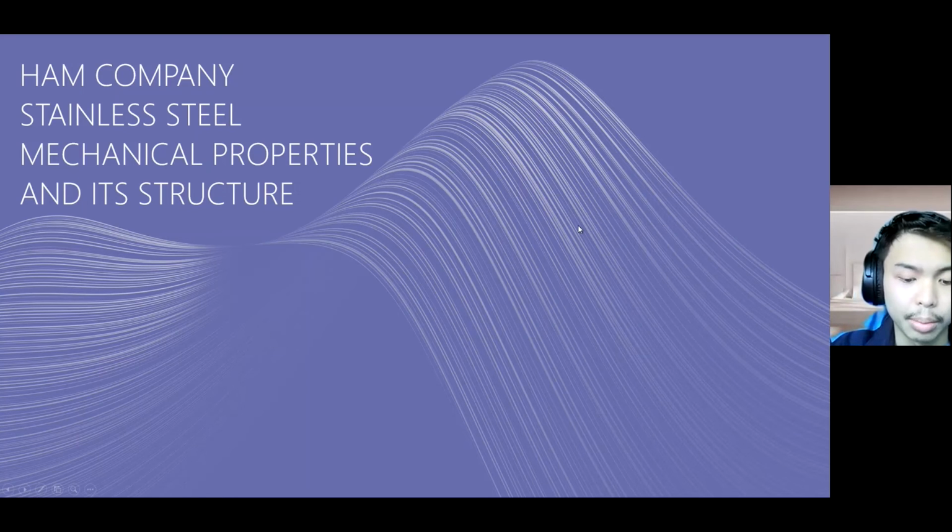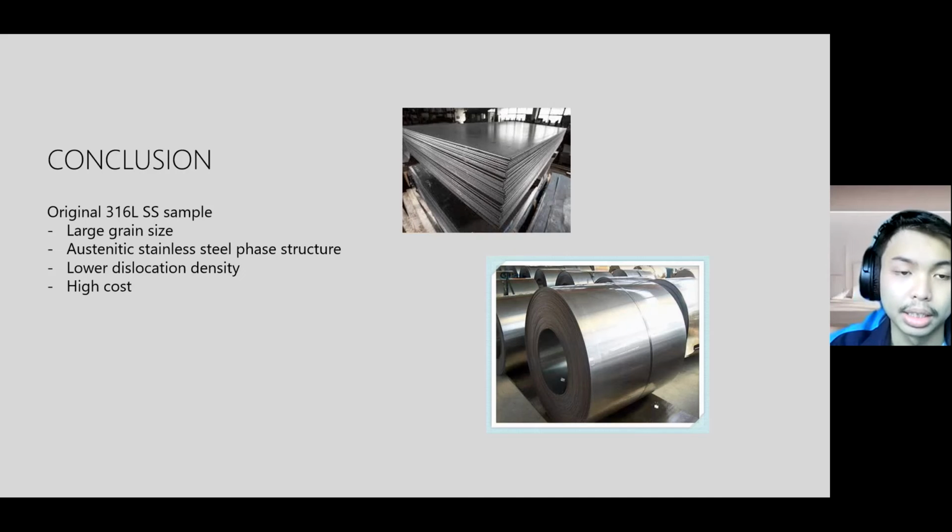In conclusion for this assignment, the 316 original sample has a coarse structure due to its large grain size, and it has an austenitic stainless steel phase structure composed of ferrite and austenite phases. The original 316 sample has a low dislocation density. Cold rolling the 316L stainless steel will result in partial martensite transformation as the austenitic fraction decreases in the microstructure. The structure demonstrates a high dislocation density, and grain size decreases as dislocation density increases.